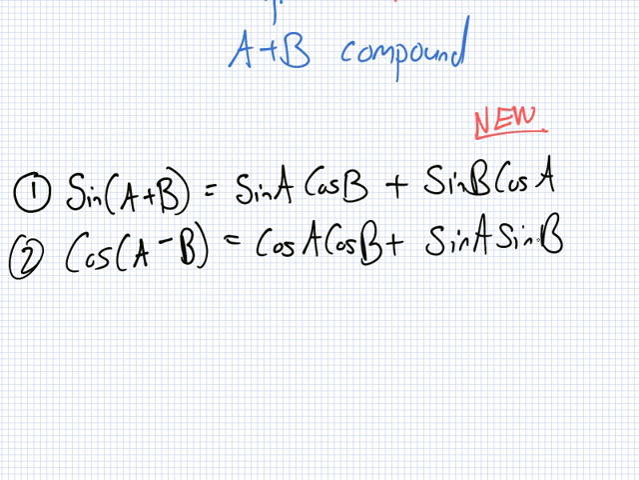Now, what do you do if there's a different sign? Not a big deal. For example, in the first formula, if it's sine A minus B, then it's sine A cos B minus sine B cos A. And in the second formula, if it's cos A plus B, then it's cos A cos B minus sine A sine B. Okay, so in fact, we have 4 formulas already.